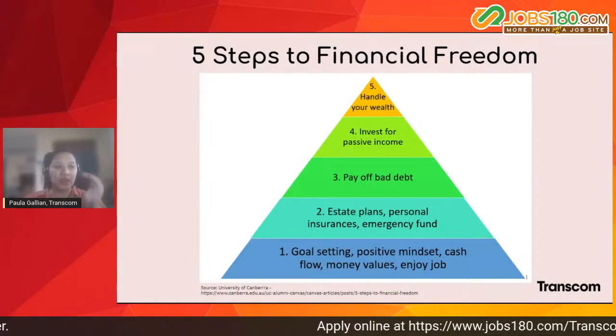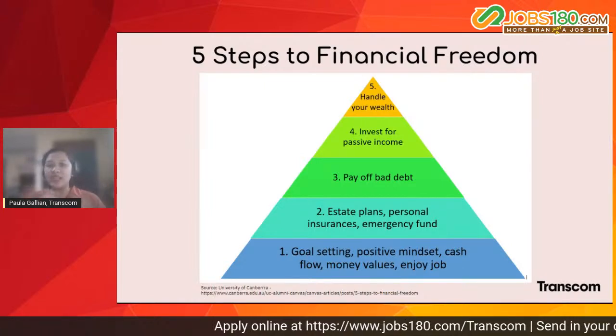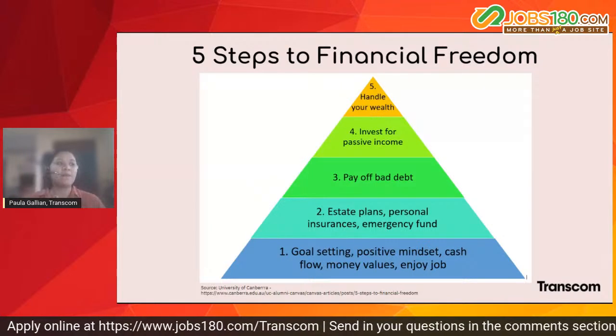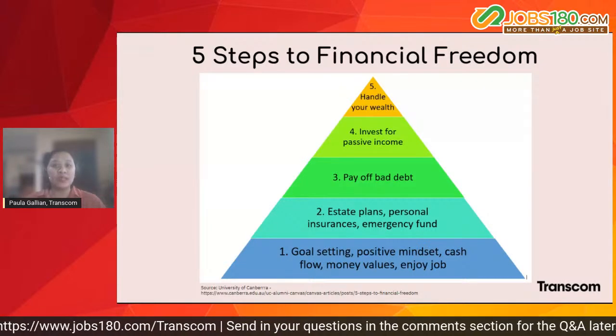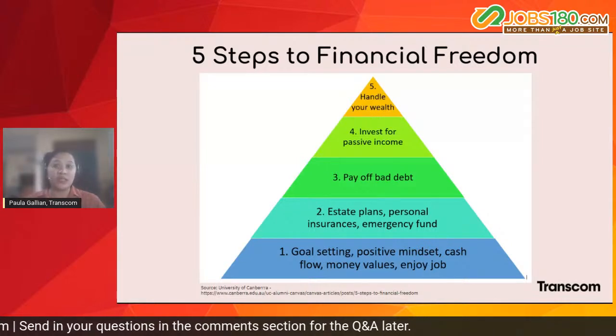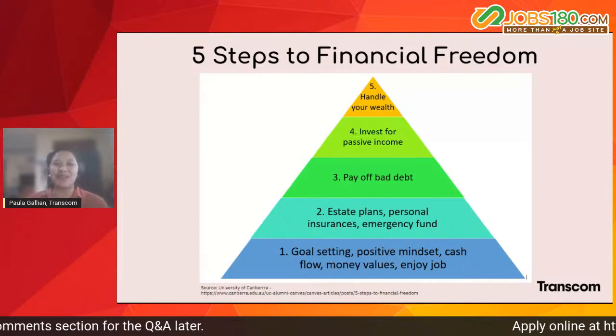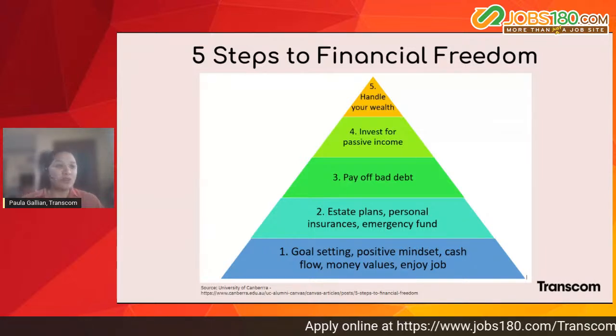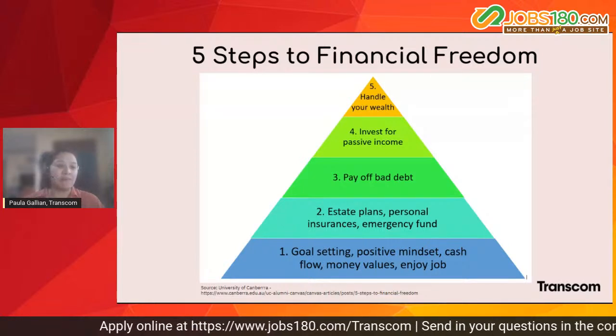So let's start first with the bottom part. You're already here on the bottom part of the pyramid. For you to be able to reach the peak, you have to have goal setting. For the goal setting, you should always use SMART goals. Siguro naman very familiar na dapat kayo sa SMART goals. That should be specific, measurable, attainable, realistic and time bound.